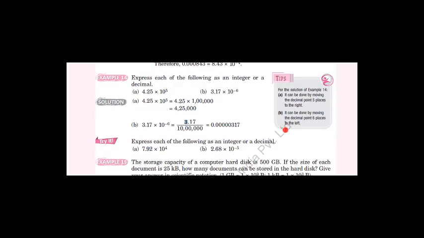Now in the tips, if you see here, the solution of example number 14 can be done by moving the decimal point 5 places to the right. Directly the a part you can see here, 5 places to the right and 6 places to the left. This decimal we have moved 6 places to the left. This is also one method to solve this question. Now you have to try these two examples in your classwork copy.